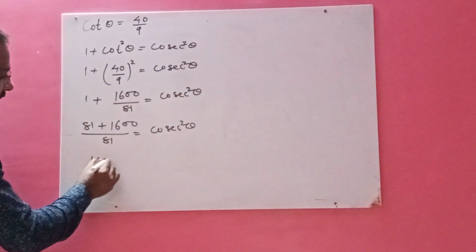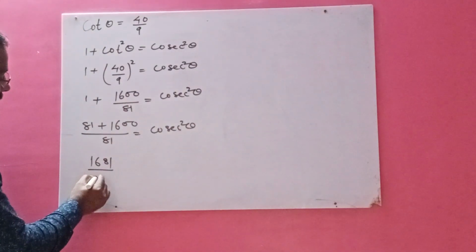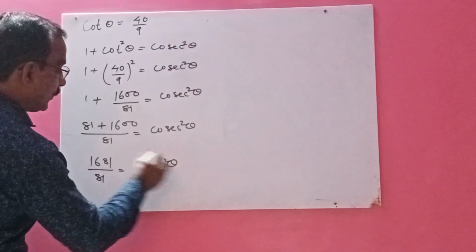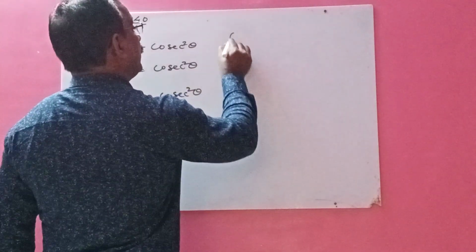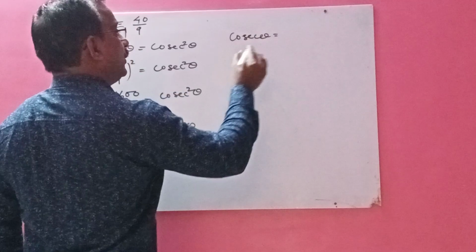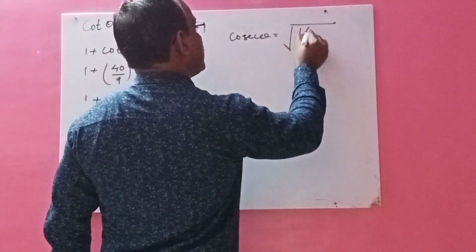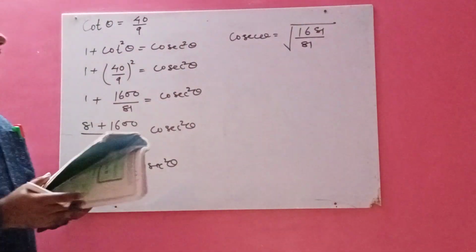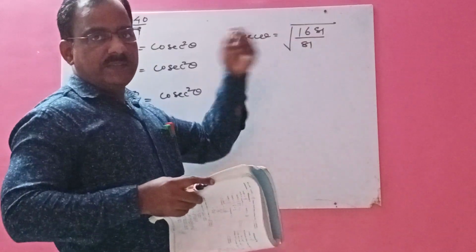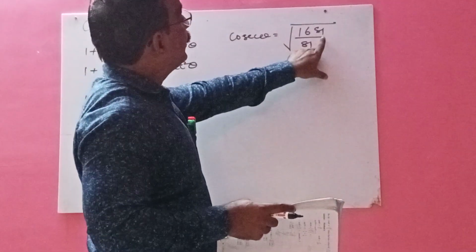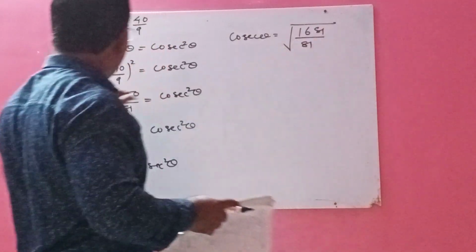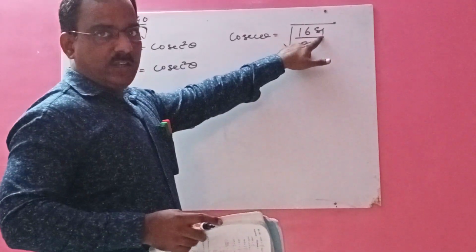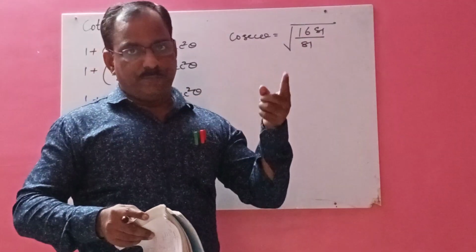This is 1681 upon 81, equal to cosec square theta. Therefore cosec theta is equal to root of 1681 upon 81. Now find out the square root of 1681. So now see the last unit number here, 1. Okay. Square of 40 is how much? 1600. And it is 1681. Means it is between 40 and 50.